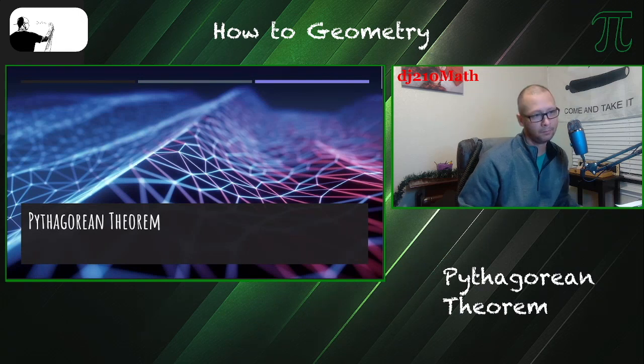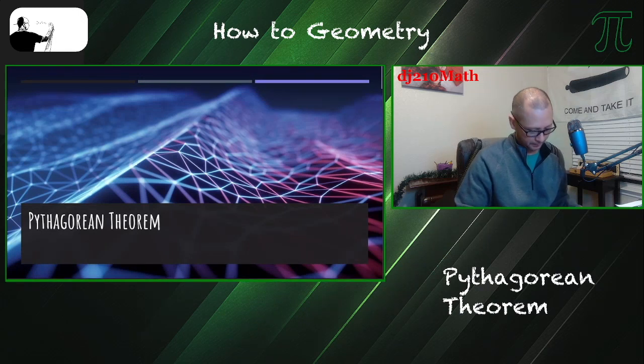Okay, so Pythagorean theorem. Typically, when you ask someone what the Pythagorean theorem is, usually they can regurgitate a squared plus b squared is equal to c squared. That's what really jumps out at people. But yeah, let's get right into it.